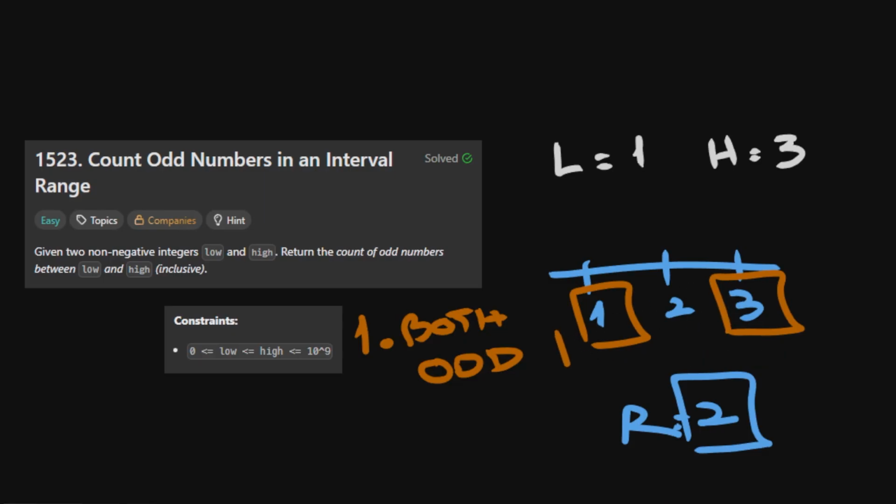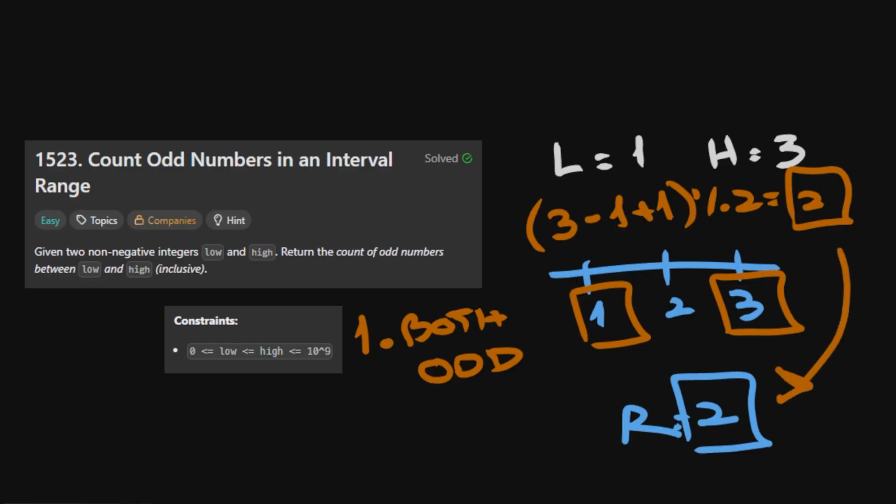Here the total amount of elements is given by high minus low plus 1. And if we divide this by 2, the result is 1.5 and we need to round up the result, so this is 2. That's how we get this 2.